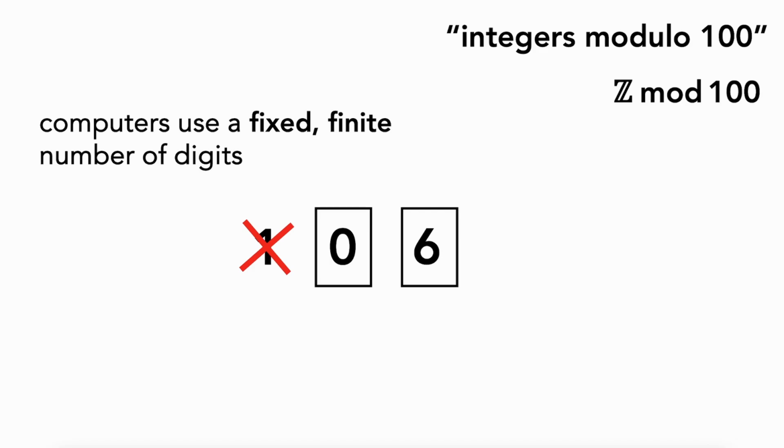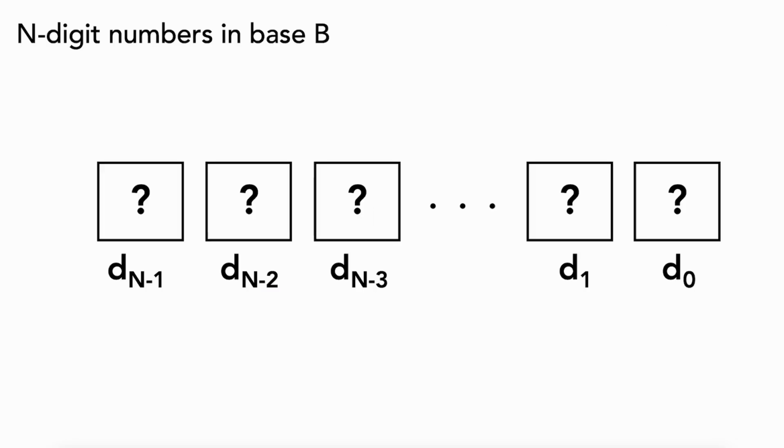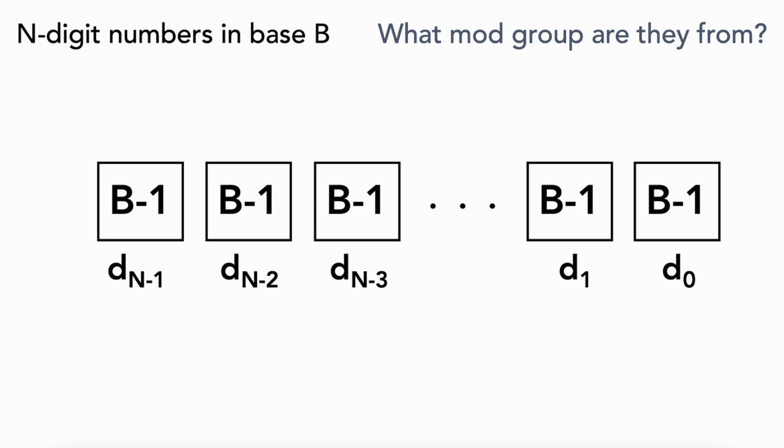Now, we can generalize this wrapping around behavior to an arbitrary, but again, fixed number of digits in an arbitrary base. For instance, let's take a number with n fixed digits in some base b. What mod group are these numbers from? Well, let's fill each digit with the highest value that we can, which again, in base b is b minus 1.